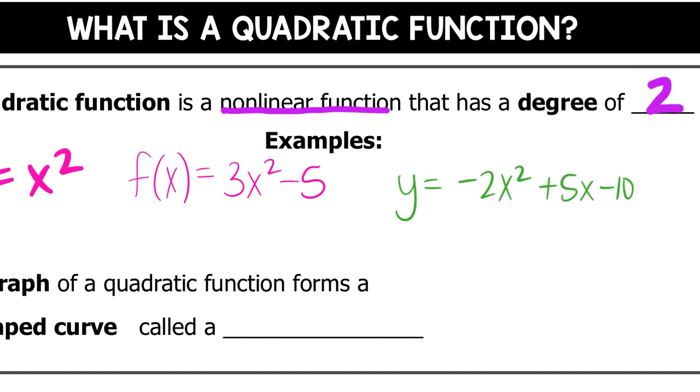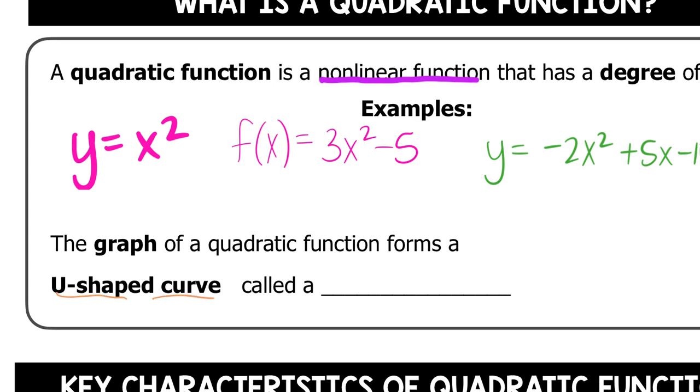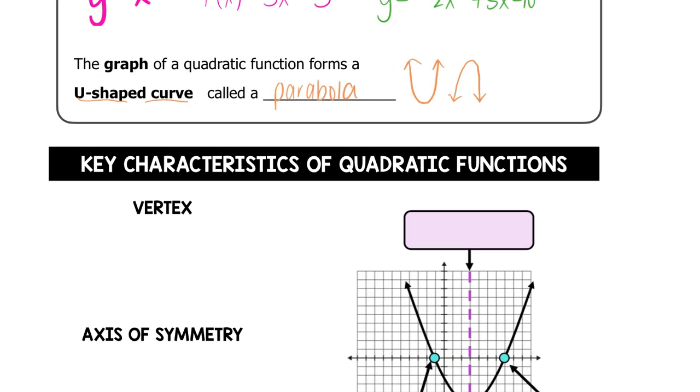The graph of a quadratic function forms a U-shaped curve, and that curve is called a parabola. That's just the name of the shape. So parabola looks like this. It is symmetrical on both sides, so you could draw a line down the middle and it would be the same on both sides. You can also have parabolas that go upside down, and we're going to see those in this chapter for sure. Okay, so now let's talk about the basic vocabulary that we need to know.